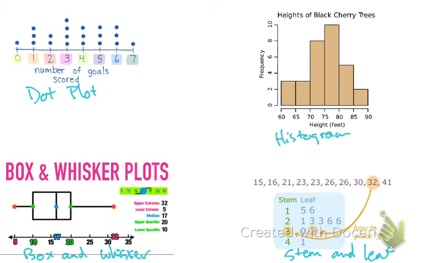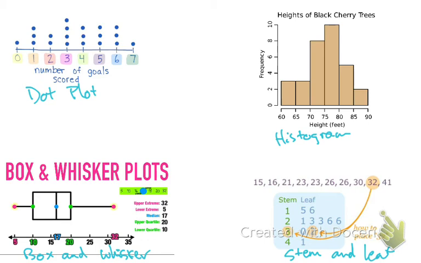The first data display that we have is called a dot plot. And sometimes instead of dots, you might see X's, and people would call those line plots, but they're really just the same thing, and they're describing how often each number occurs. In this case, it showed us the number of goals that a person scored or maybe a team scored in a game, and so you can see how frequently or how often each one of those numbers happened.